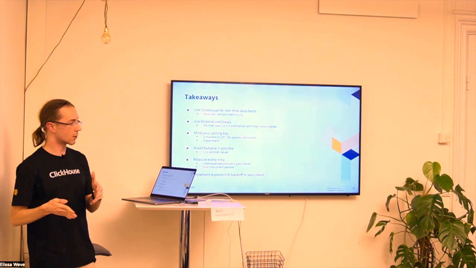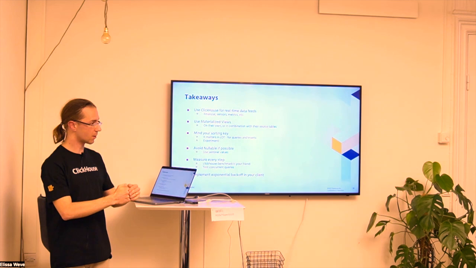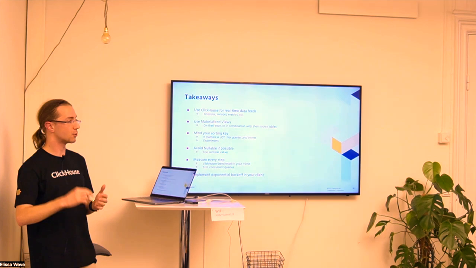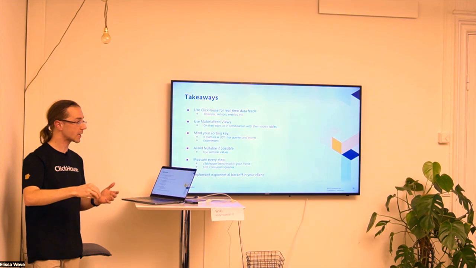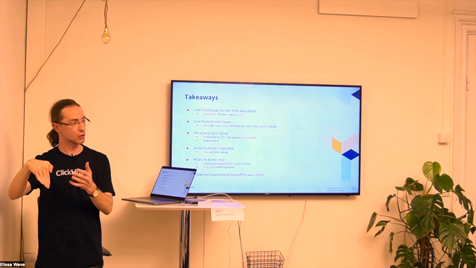You can have one sorting order defined directly in the table. You can also have another sorting order. You don't even need to have a materialized view for that. You can have a projection. A projection is just another way of storing the data, either the exact same data in a different order, or you can also store aggregations directly inside the table. And with the projection, unlike a materialized view, ClickHouse is actually smart enough to know if a query benefits from the projection and should run on the projection or on the original table.